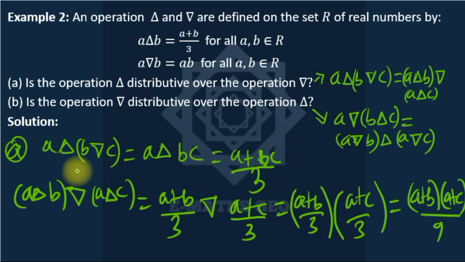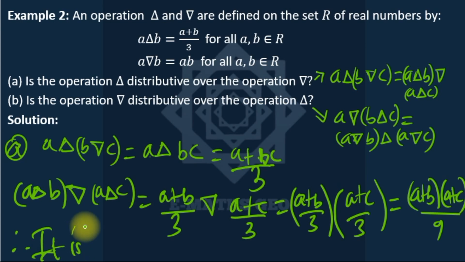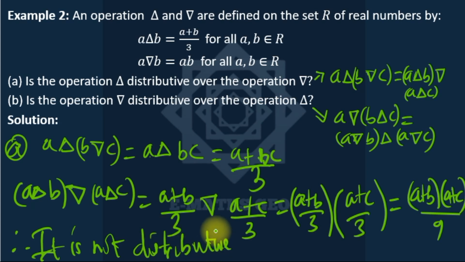As you can see, the left hand side is not equal to the right hand side, therefore it is not distributive. As triangle is not distributive over inverted triangle. So what about the second one?